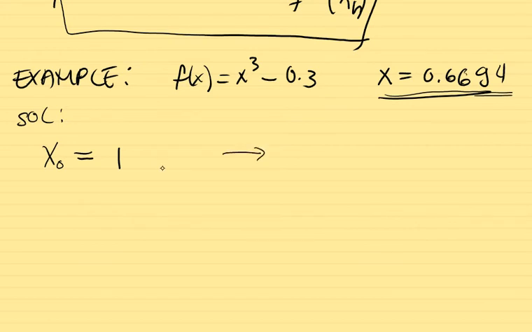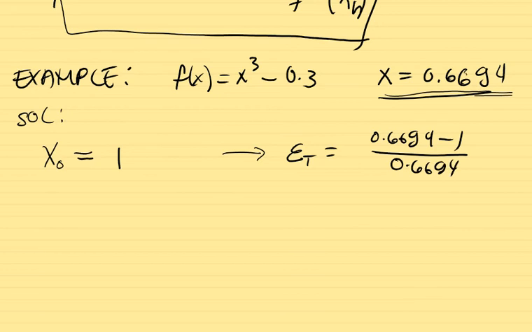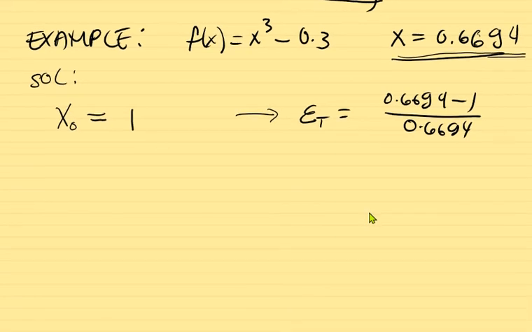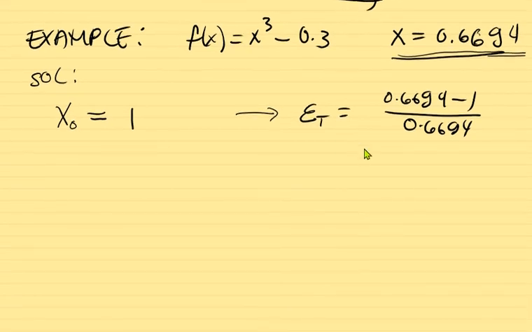If we solve the approximate error, we don't know it yet, but we can solve for the true error. The true error will be equal to 0.6694 minus 1 divided by 0.6694. So that's the true error, but we don't know the true error in actual problem solving. So we can just go to the first iteration. We now solve for x1.